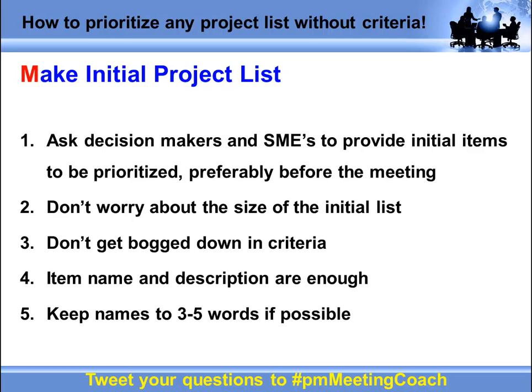So make that initial list. Don't get bogged down in the size. Don't get bogged down in criteria. Keep it really brief and name these projects 3 to 5 words if possible.